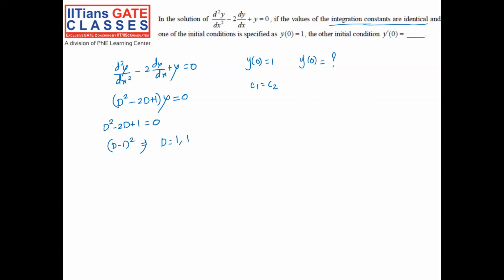If we have real and repeated roots, the complementary function is given by c1 e to the power x plus c2 e to the power x into x. So I'll write here y, which is the CF, c1 e to the power x plus c2 times x into e to the power x. Here it should be m1x and m2x, but the values of m1 and m2 are the same, which is 1. That's why I'm directly writing it like this.